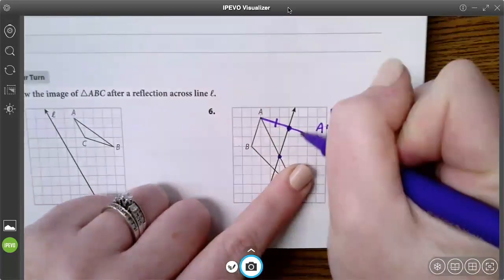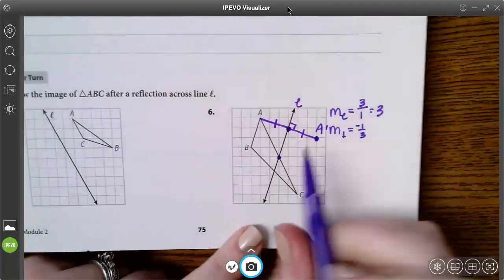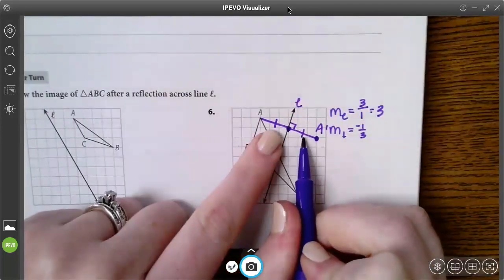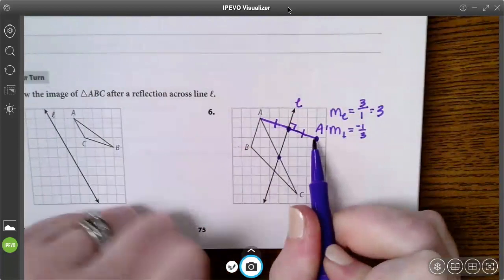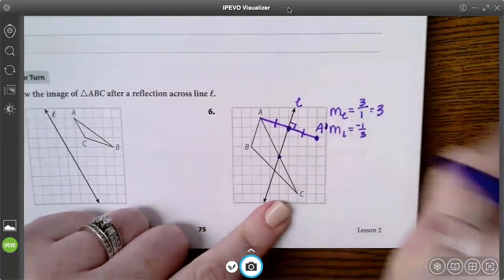There's our line. So once again, we have made line L a perpendicular bisector of this line, which connects the original point and its image. Can't really see that this is prime right there, but it is.